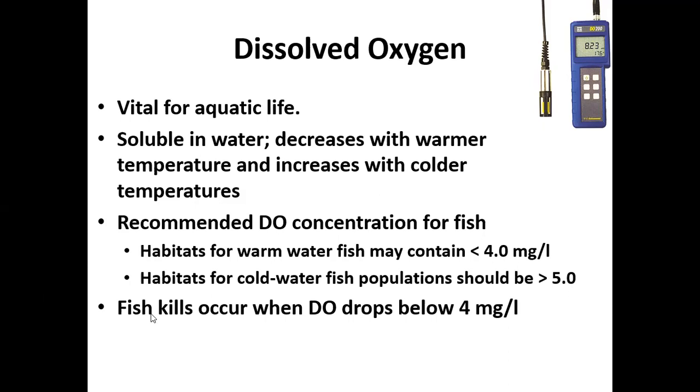Now, you can get large groups of fish die. Fish kills occur when this dissolved oxygen drops below this 4 milligrams per liter. And you can see this quite a bit. Obviously, if you had that stagnant water we looked at earlier, you probably would not have any fish living in there. They would all die because the oxygen levels were just too low.